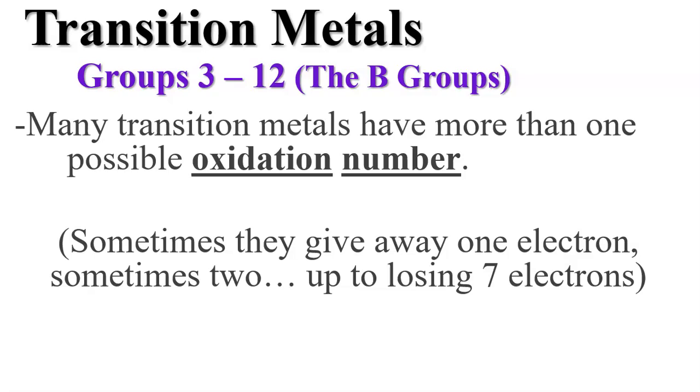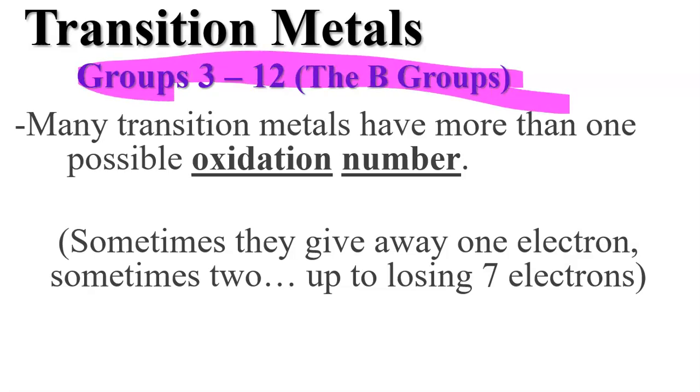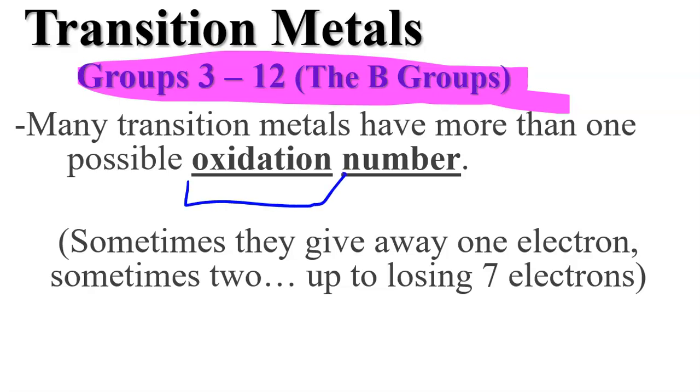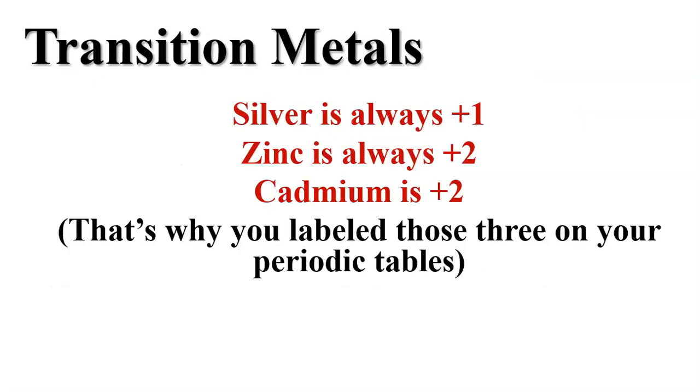All right, so your transition metals are in the middle. They are groups 3 through 12 or your B groups. They're the ones that we didn't look at their numbers for valence electrons because they're a little bit different, okay? Many transition metals have more than one possible oxidation number, okay? Sometimes we give away 1 electron, sometimes 2, sometimes up to 7. It kind of depends, okay?